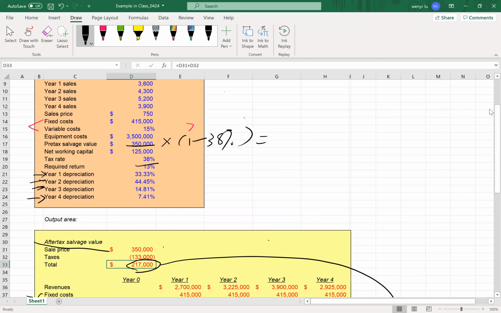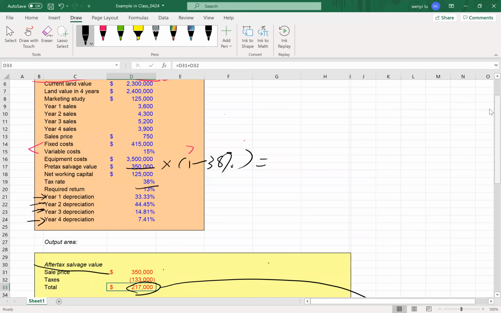Let me put these tables up. You still have the land value released from this project as what? 2.4 million. The land value you can choose at the beginning is 2.3 million. After 4 years, the property, the land, the value is going up. It's very possible, like in the real world.